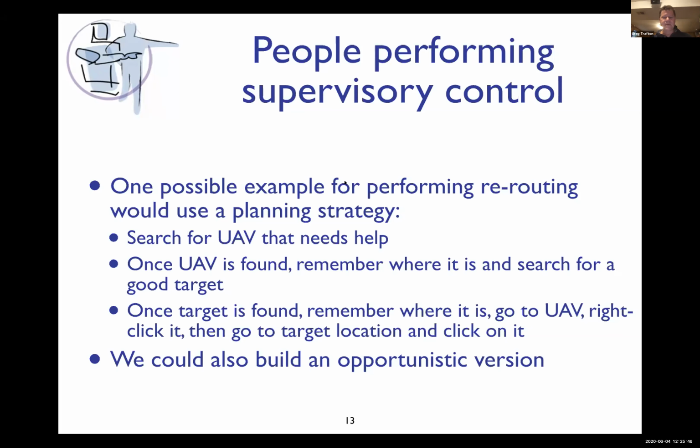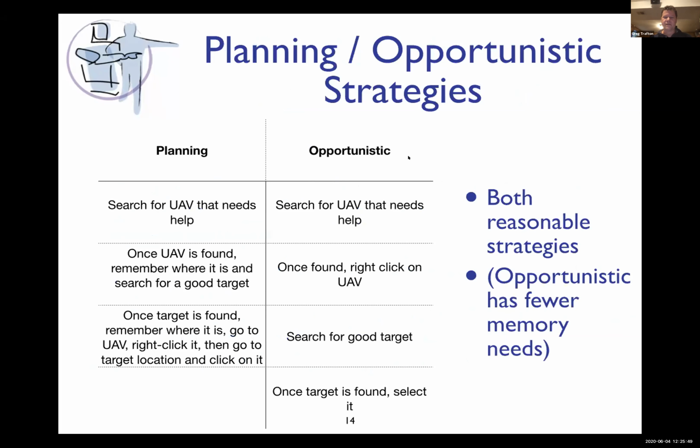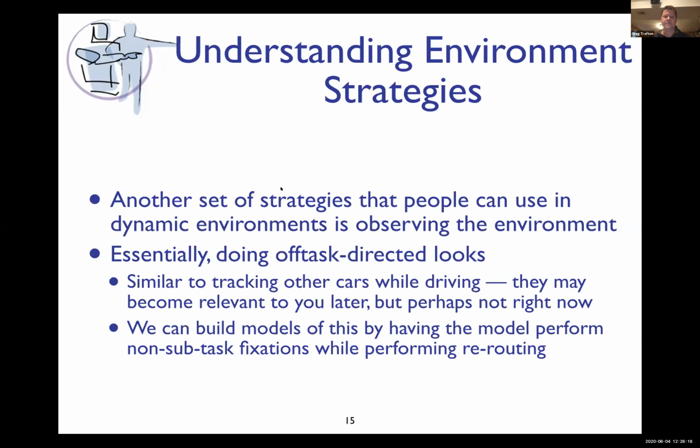You could also imagine an opportunistic version, which I'll show briefly here. You search for a UAV that needs help. You don't worry about where it's going to go yet, but you just select it, and then you search for a good target, and then you just select that one. These are both reasonable strategies. The opportunistic one has fewer memory needs, so there could be an advantage there. But the planning may actually be, in some cases, more effective in some ways. Both of these are very much reasonable strategies. Okay, so that's one set of strategies.